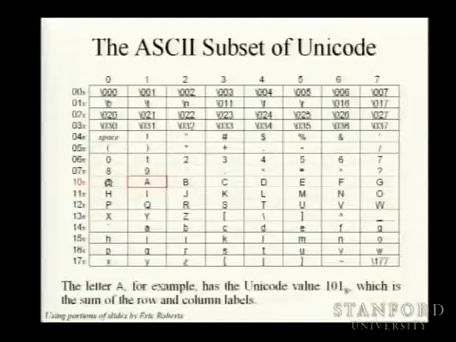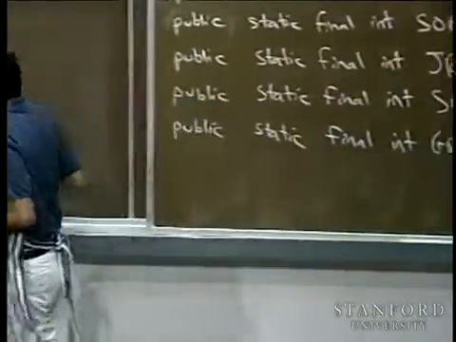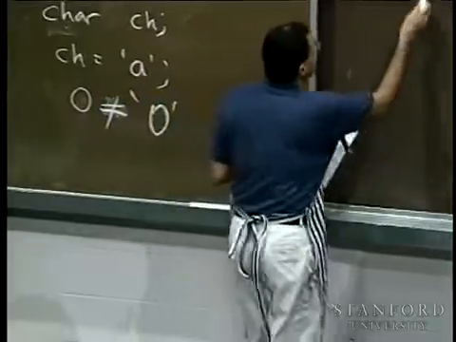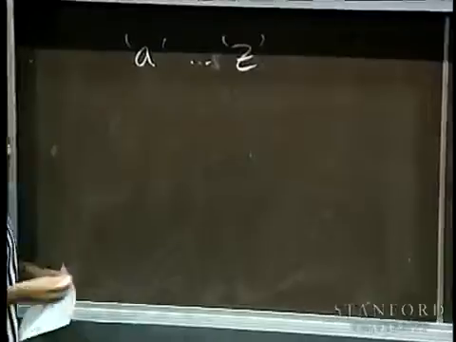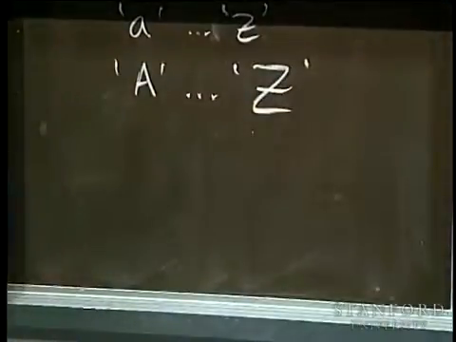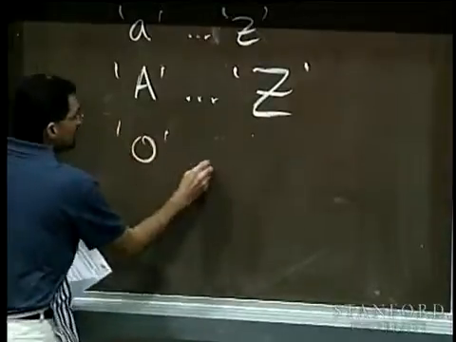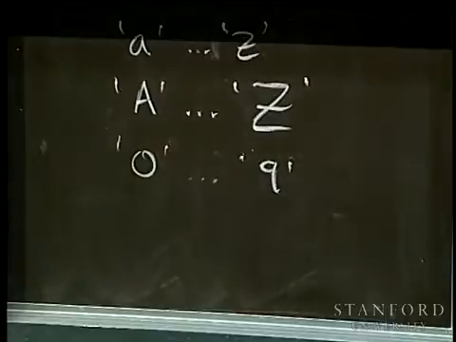Now, there are a couple of things that it gives you that are actually useful. It guarantees, let's write it over here, that the letters little a through little z are sequential. It guarantees that uppercase A through uppercase Z are also sequential. And it guarantees that the digits 0 through 9 are also sequential. That's all you really need to care about. Other than the fact that these guarantees are given to you, you don't care about what the actual numbers are up there.